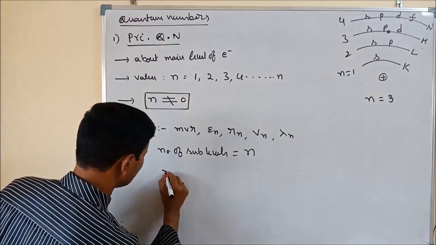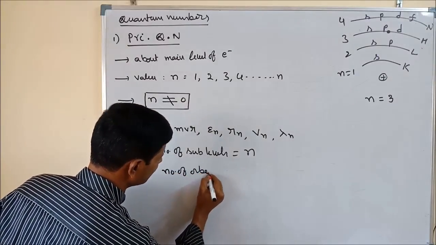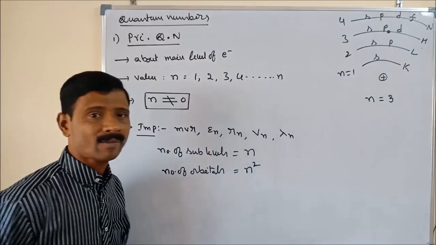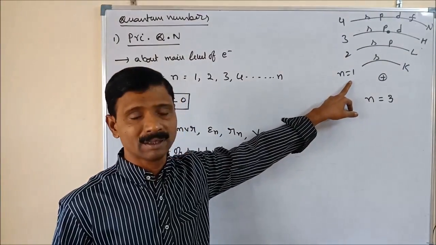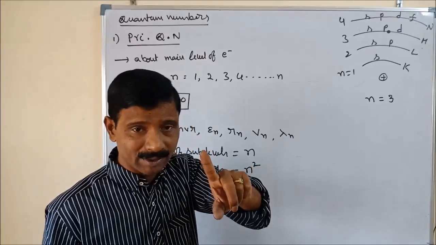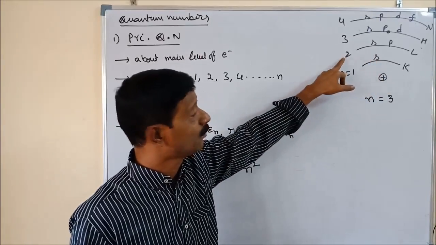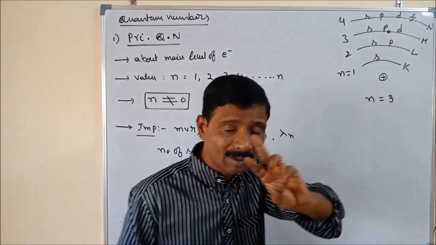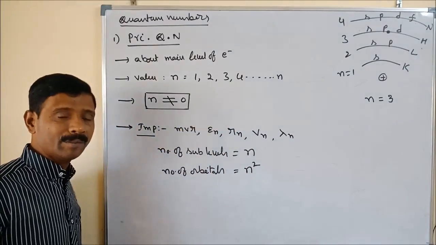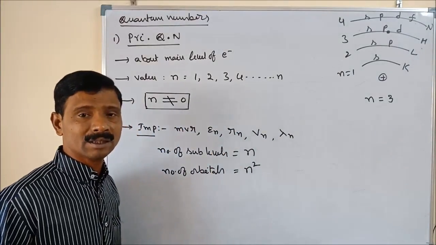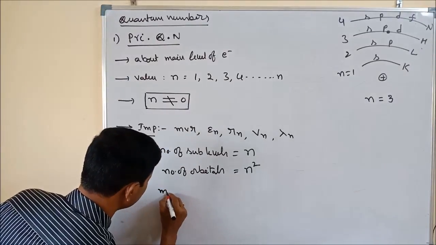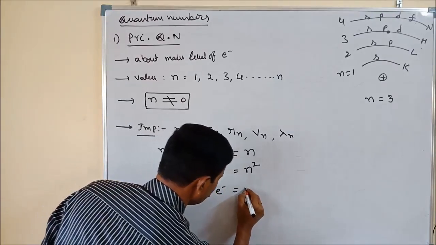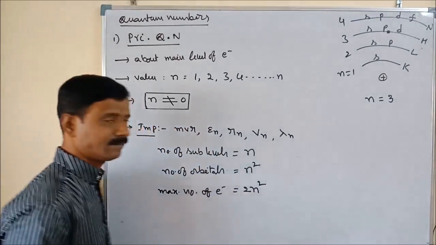Similarly, the number of orbitals in a main level is equal to n square. Once again, for n equal to 1, the number of orbitals is 1 square, only one orbital, that is the s orbital. For n equal to 2, n square means 4 orbitals: 1 s orbital and 3 p orbitals. Like that, in a main level, the number of orbitals is n square. And similarly, the maximum number of electrons in a main level is 2n square.